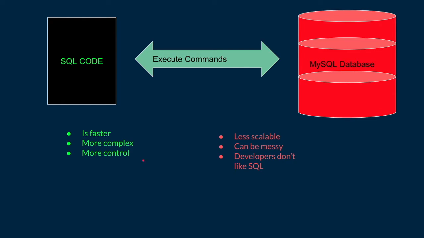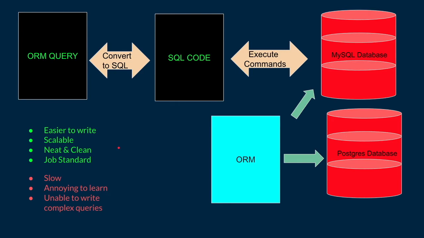Speaking of ORMs, let's actually learn how they work. ORM stands for Object Relational Mapping. What that means is that your code is being mapped onto an object that will then further convert the object into SQL code, which can then be executed towards your MySQL database. As a result, because we're using objects, it's very scalable and it's very neat and clean. It's a lot easier to write rather than SQL, and it's a job industry standard. Lots of companies use different types of ORMs, such as most FAANG companies and even small startups.